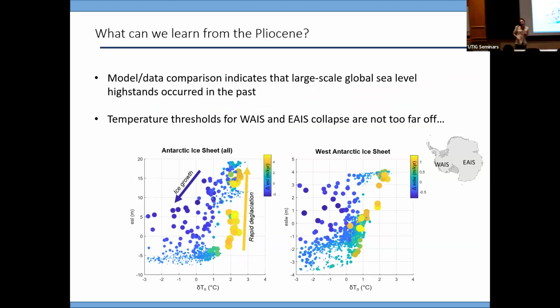So what can we learn from this work? The two most geologically consistent model simulations show rapid episodes of ice sheet collapse and large sea level high stands in the past, and the thresholds for these collapse events are not too far off in the future.